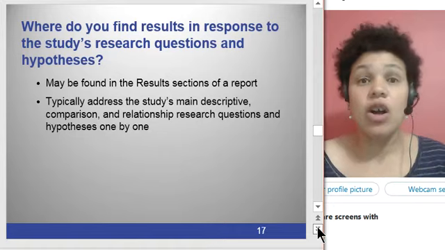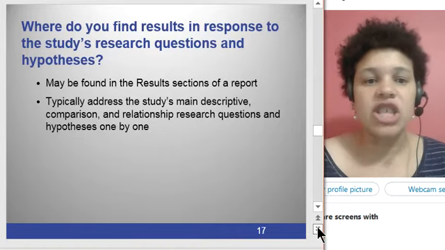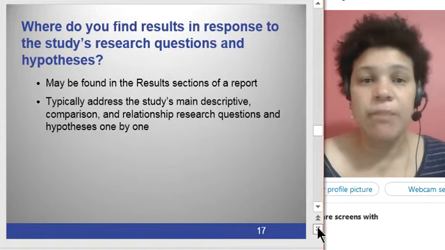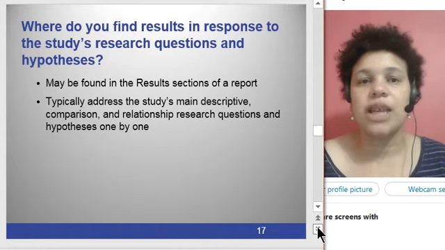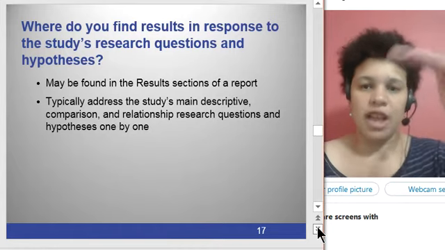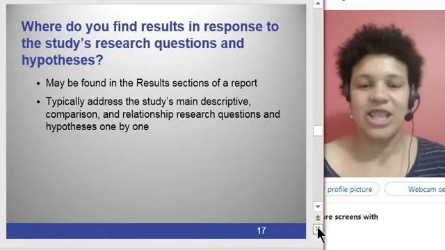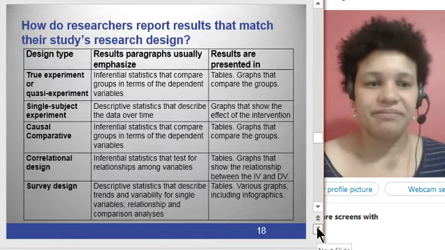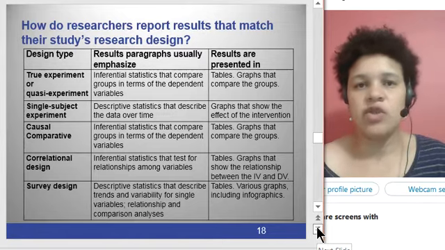And sometimes that section is called results and discussion. And typically they address the study's main descriptive, comparison, and relationship research questions and hypotheses one by one. And the studies that are really clearly written will say, answer to research question 1, answer to research question 2, answer to research question 3. So now the results should match the study's research design.